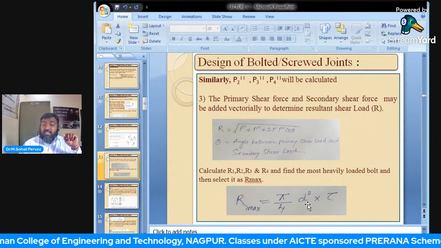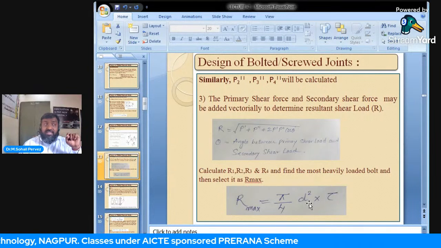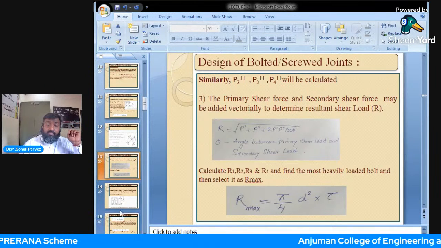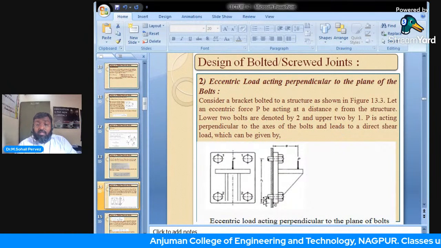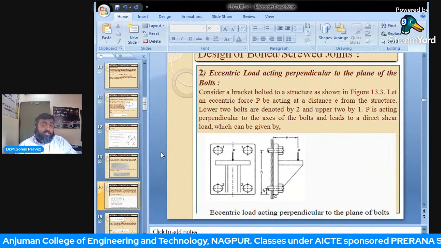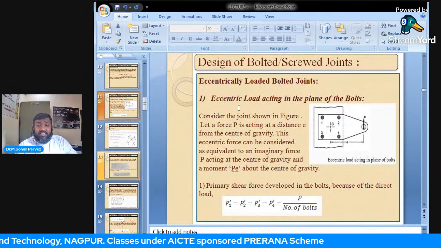Now this D is a generalized term. This D would represent D_C for bolts, and for rivets it is simply D. Next, eccentric load acting perpendicular to the plane of the bolt. Earlier, the eccentric load was acting in the plane of the bolt.